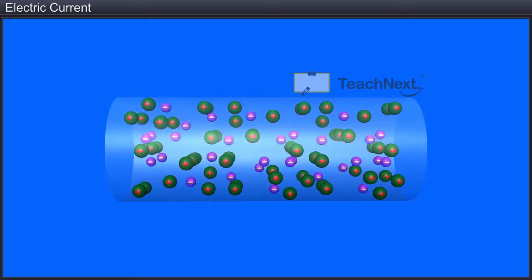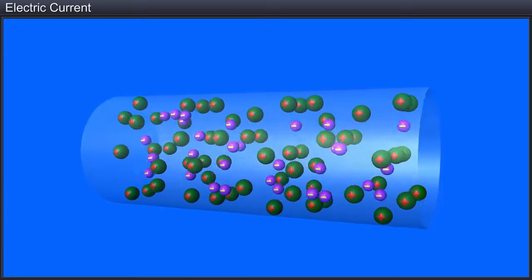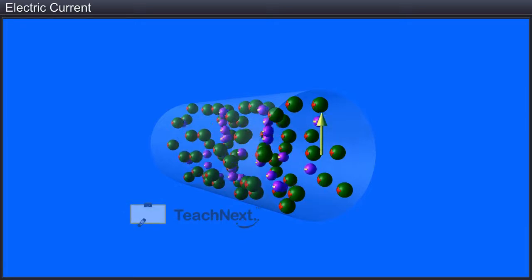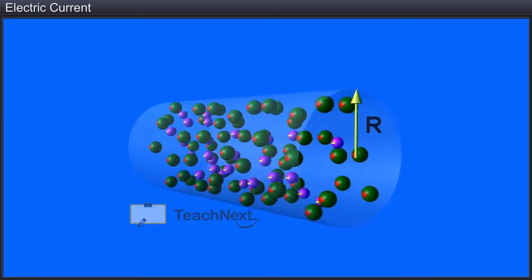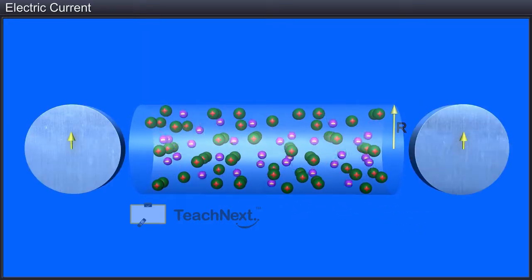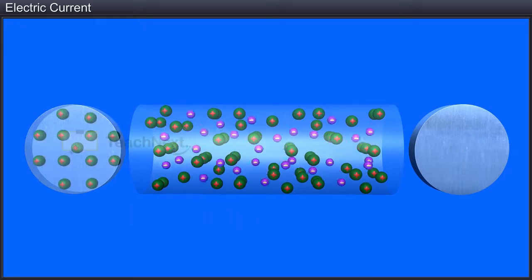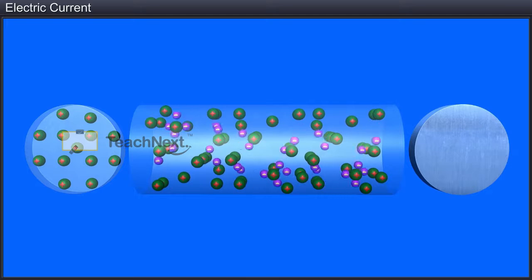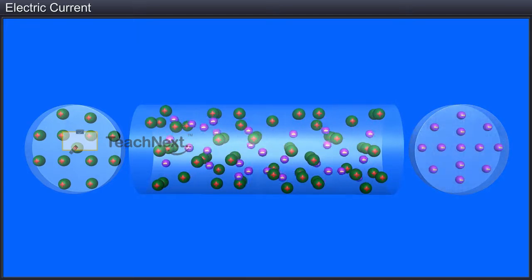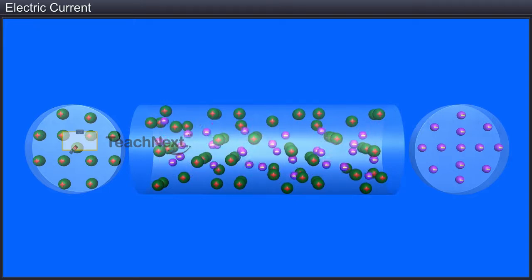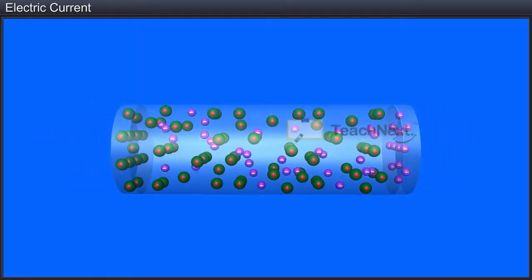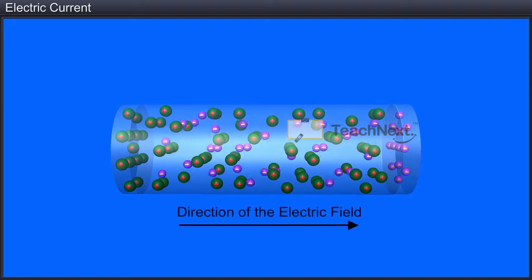To observe the motion of electrons very clearly, let us use a conductor in the shape of a cylinder of radius r. We take two thin circular discs made of a dielectric material of the same radius r as that of the cylinder. There are q positive charges distributed across one of the discs, and Q negative charges distributed across the other disc. These two discs are attached to the two flat surfaces of the cylinder, creating an electric field which is directed from the positively charged disc to the negatively charged disc.